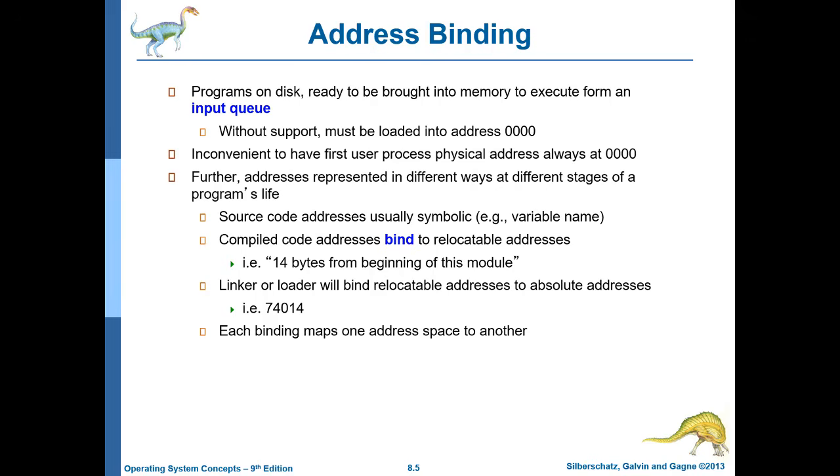Now normally we deal with three types of addresses depending upon the different stages of a program's life. So the first part in the program's life is about the source code when a user writes a program. And in source code, you know about C, C++ or Java programming, you never know the addresses of your instructions or variables.